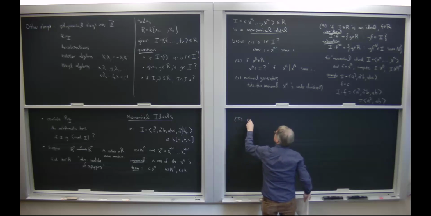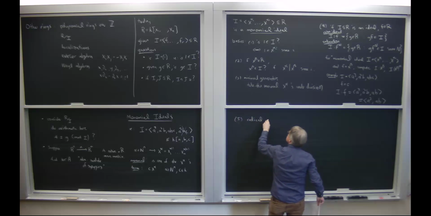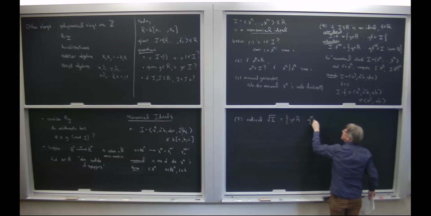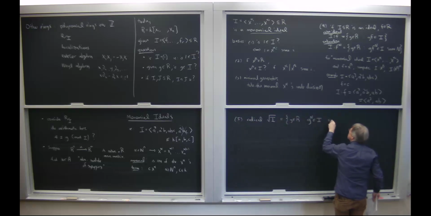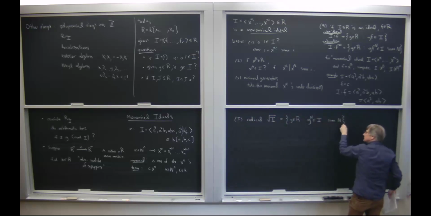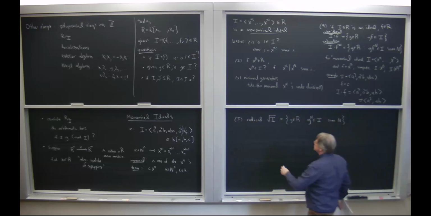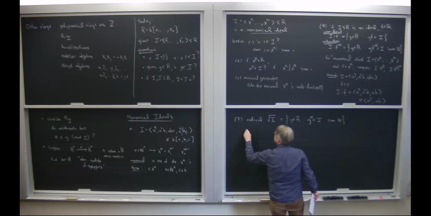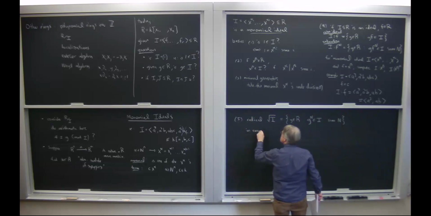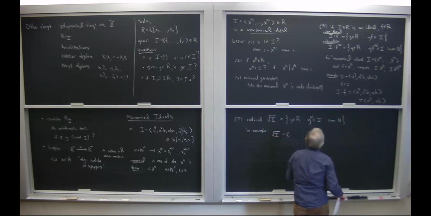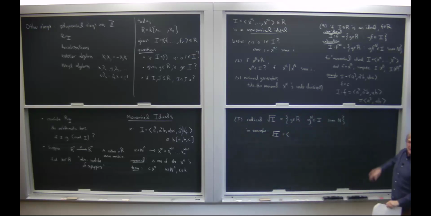What about the radical of an ideal? Remember what this is. This is the set of all g's in the ring R such that g to some power n is in the ideal I. So what is this for in this example? In the example, the radical of I is equal to what? We have 3 generators.